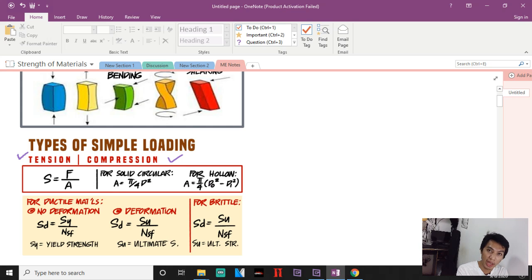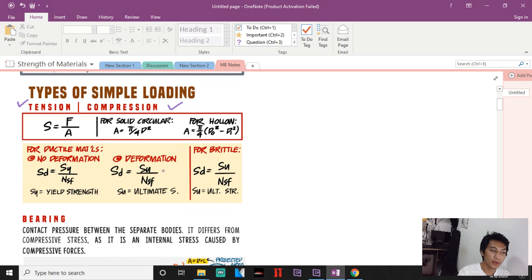So, meron tayong area. Going back to your solid mensuration or geometry, ang area for solid circular, that is pi over 4 d squared or pi r squared. Ngayon naman, for hollow, ibig sabihin may butas, okay? The section is equal to pi over 4 multiplied to the difference between the square of the outside diameter minus the square of the inside diameter. Okay? Or pi multiplied to the difference between R squared minus yung maliit na r or the inside radius squared.